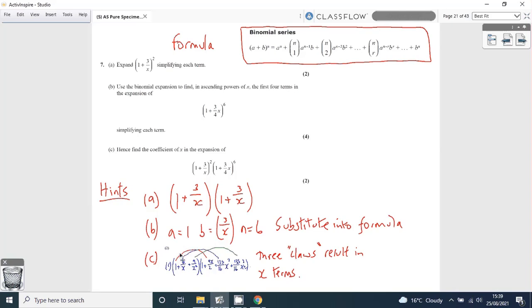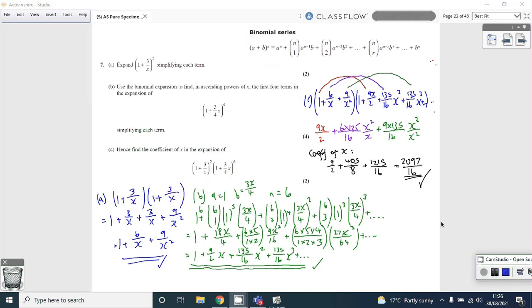That's my red claw. Similarly, the 6 over x times the x squared term, the purple claw, will give you some x's. And thirdly, the 9 over x squared times the x cubed term, my green claw, will give you some x's as well. So you've got to process those 3 claws and see what your coefficient of x is when you add those 3 together.